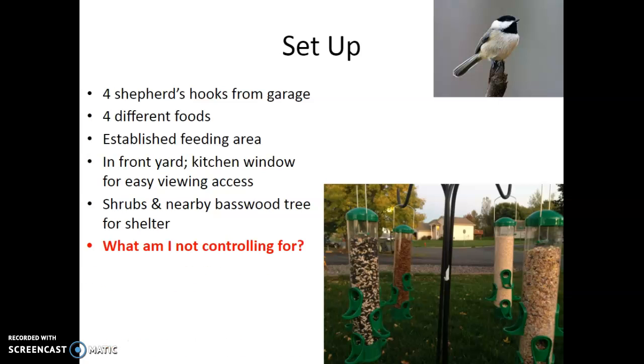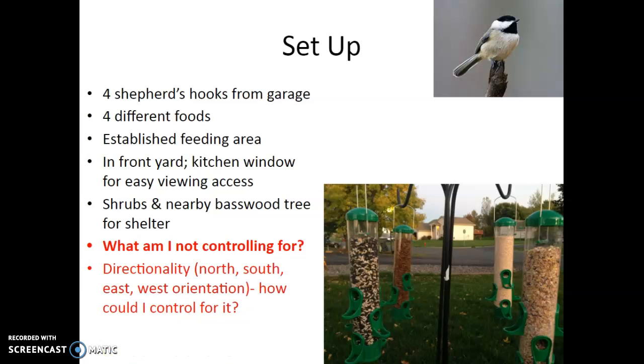So what am I not controlling for? Well, there's driveway access over on one side, and then the house and all the stuff that happens up by the house on the other side of the feeders. So maybe north, south, east, west direction is something that needs to be accounted for. And how could I control for it? Well, one way would be to alternate the feeders and have them in different locations around these hooks. Just rotate them daily so that every feeder spends a little time at each of the locations. So then that orientation isn't a factor.